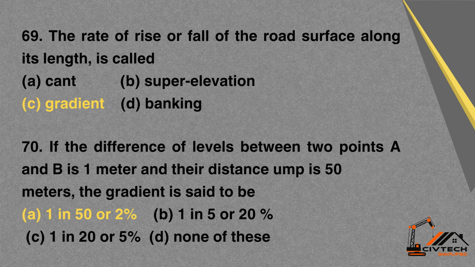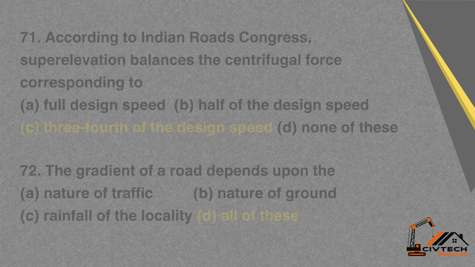70. If the difference of levels between 2 points A and B is 1 meter and their distance is 50 meters, the gradient is said to be A. 1 in 50 or 2%, B. 1 in 5 or 20%, C. 1 in 20 or 5%, D. None of these. Correct option, A. 1 in 50 or 2%.